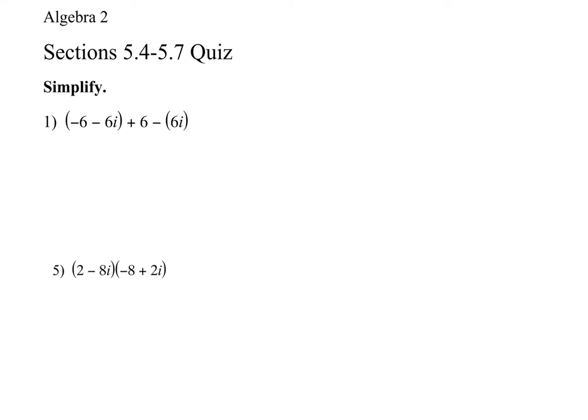So when I look at this, I'm going to deal with that -6 first. -6, and then you see a common term of +6. Well, -6 plus 6 is just 0. And then I have -6i minus 6i. That's -12i. The simplest form of this would then just be -12i, and you are done.